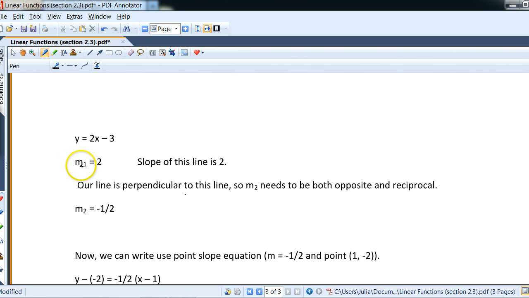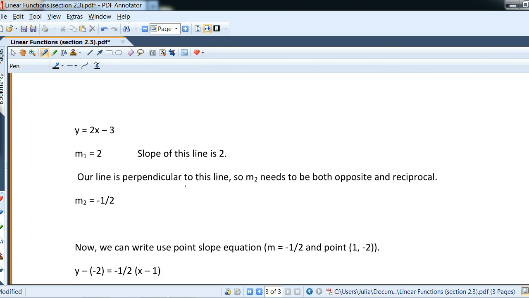And I typically write it as m1 because this is not always the slope we need. Only if the lines are parallel, then it's the slope that we need. But in our case, the lines are perpendicular, so remember it's the opposite sign, which becomes negative, and it's the reciprocal of 2, which is 1/2. So the slope that we need for our line is negative 1/2. Then we simply plug in y minus the y of the point. If you recall, it's y minus negative 2 equals negative 1/2 times x minus 1.